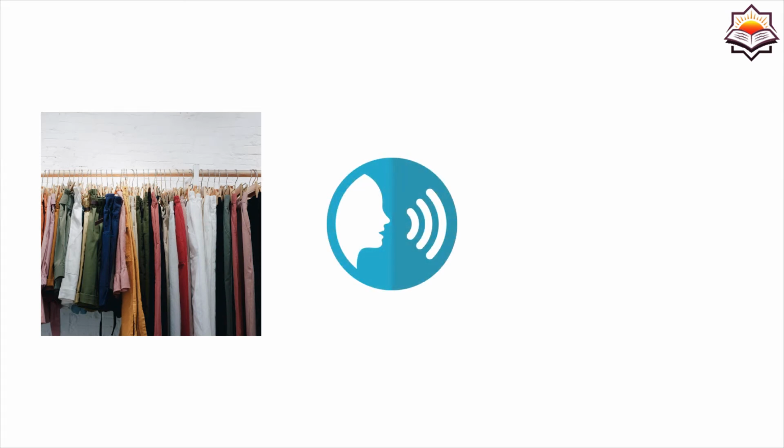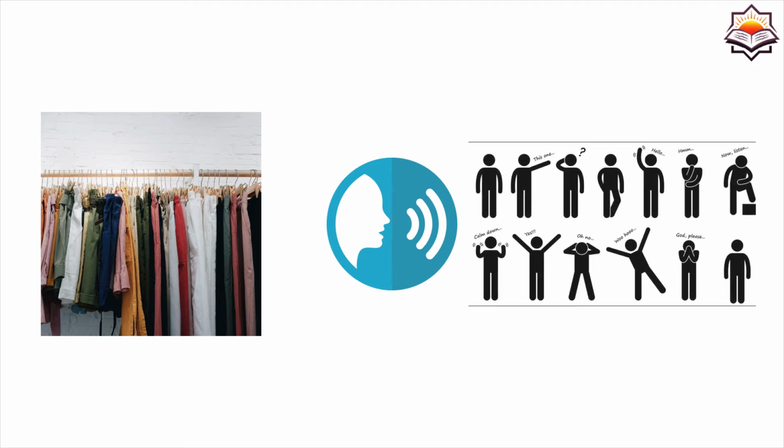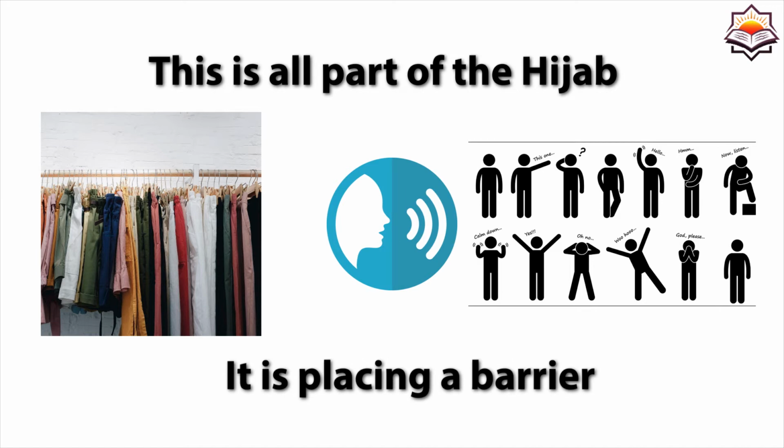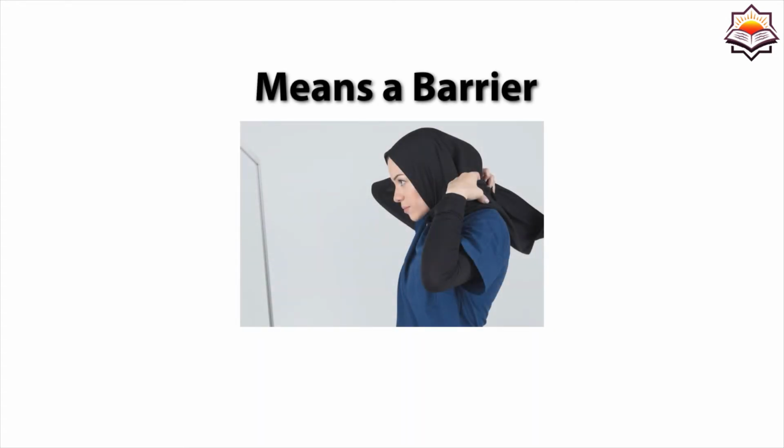The type of clothes that you wear, the way in which you speak, the softening of the voice, your choice of words, your body gestures, your facial expressions, this is all part of the hijab. Because it's placing a barrier between me and someone who can see me in an appropriate way that could actually provoke that person. So the word hijab in Arabic means a barrier.